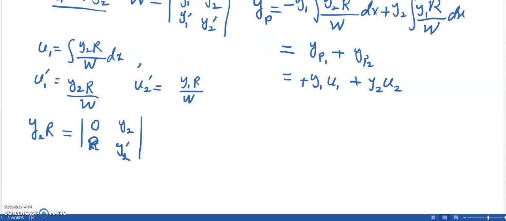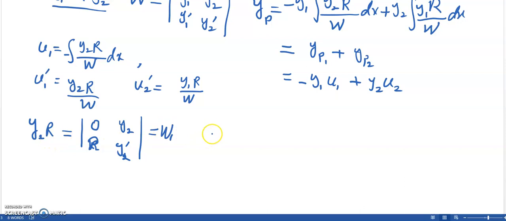Just a small correction. Because the minus sign is over here, we can say u1 is equal to minus, and then when we evaluate it, that minus sign will be cancelled out. So it will be plus, and we can use minus over here. So y2 r we can write like this, and we can call it W1.